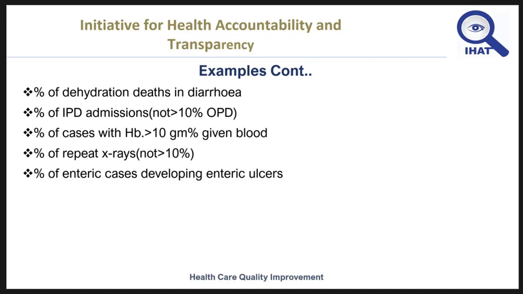Some of the indicators for quality also include percentage of dehydration deaths in diarrhea, percentage of IPD admissions, percentage of cases with HB, and percentage of repeat X-rays, usually not greater than 10%, is often prescribed. And then the percentage of cases developing enteric ulcers is also key as an example of an indicator.